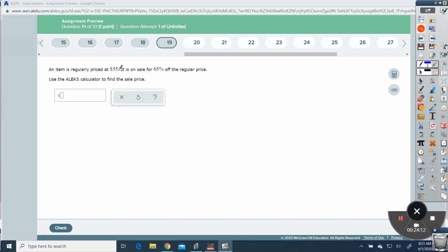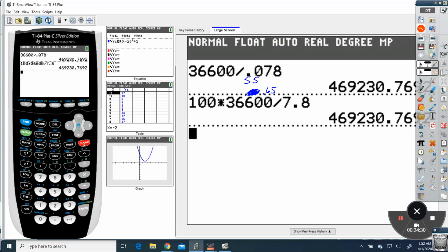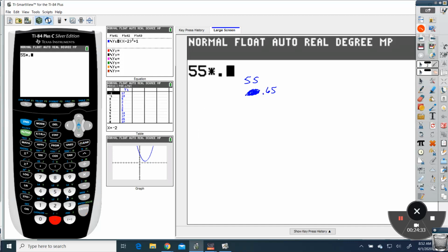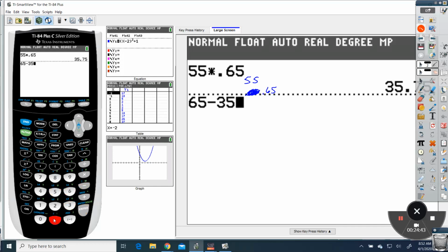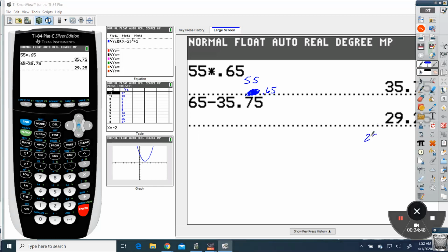So an item is regularly priced at $55. It is on sale for 65% off the regular price. So I can go 55 times 0.65. That'll tell me how much I need to take off. Okay, so to show you what that is, 55 times 0.65. So that's the amount we're going to take off. So we can go 65 minus 35.75, and that's the amount I have to pay. So I have to pay 29.25.